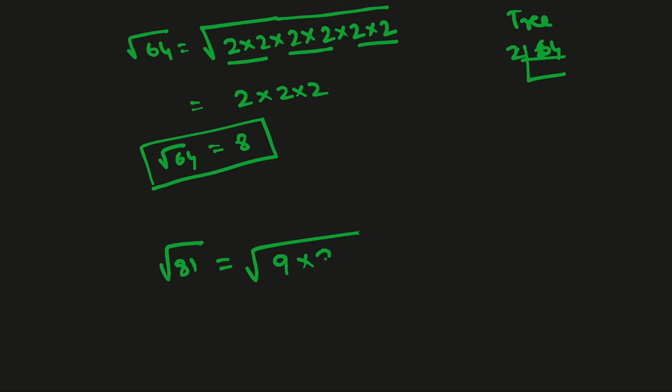9 times 9. So I can just directly pair them up and say the square root of 81 is nothing but 9. Basically pairing them up.